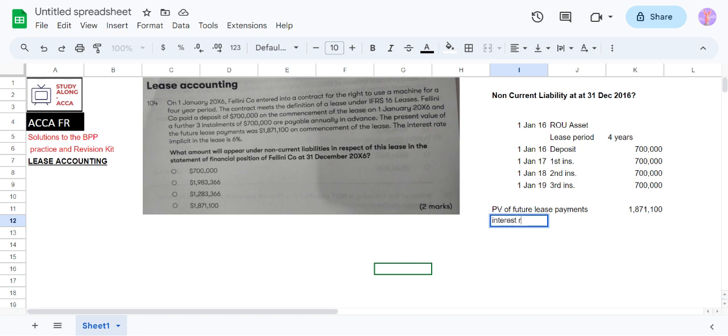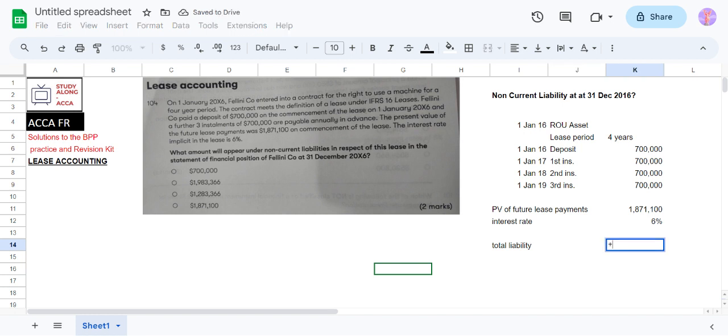So we have the interest rate of 6%. All right. So what is the current liability and what is the non-current liability? The ask of this question is, what is the non-current liability? The non-current liability is the liability that we will settle beyond the 12-month period. So first we need to see how much is our total liability.